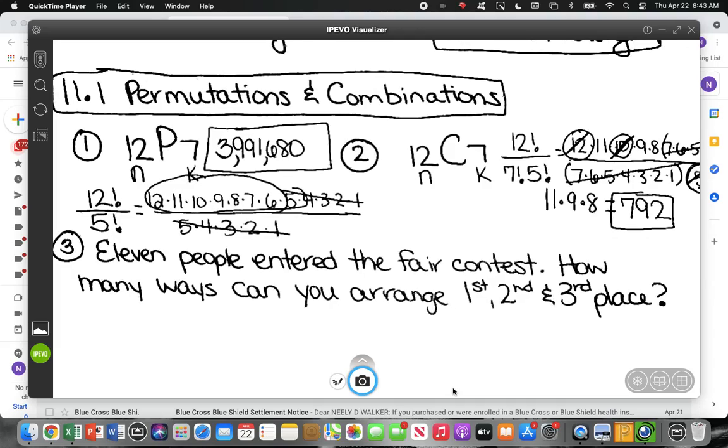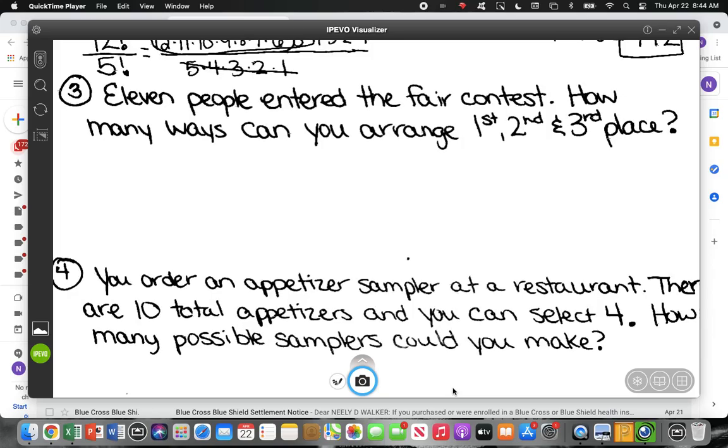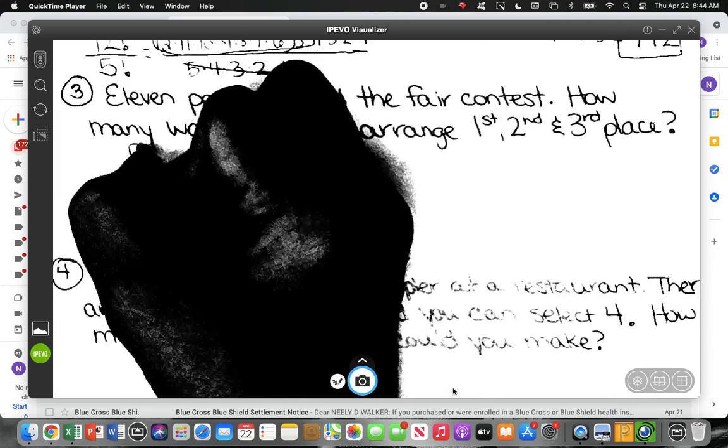So whenever you are looking at a problem, you have to make the decision if it's a permutation or a combination. So if we look at number 3, 11 people entered the fair contest. How many ways can you arrange first, second, and third place? If you guys look at this, does order matter? Yes or no? Yes. If they have certain first place, second place, third place, you don't think order matters there? Yeah, it does. Absolutely. First place is different than second place. Second place is different than third place. So on this one, order matters. So is that a permutation or a combination? Permutation. All right, this is a permutation.